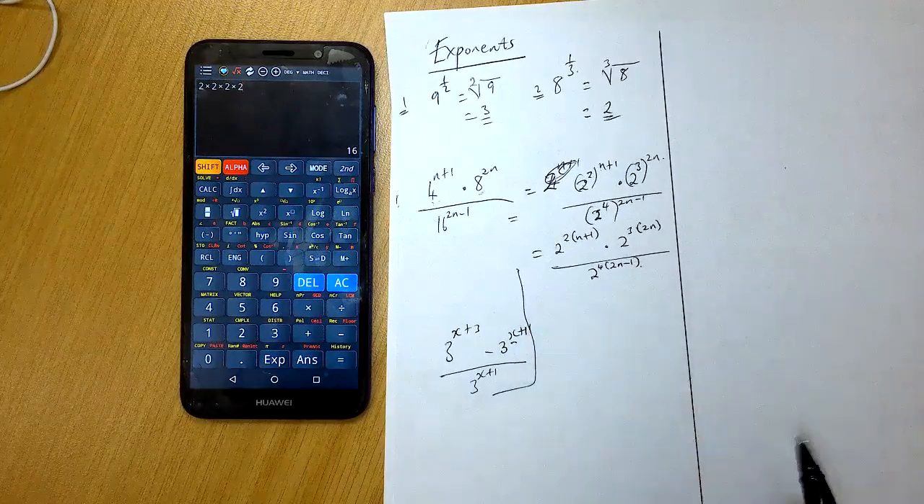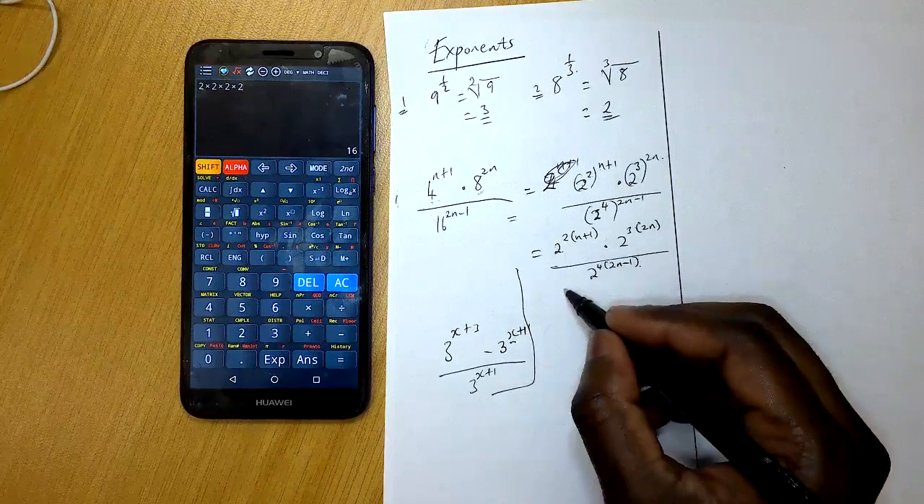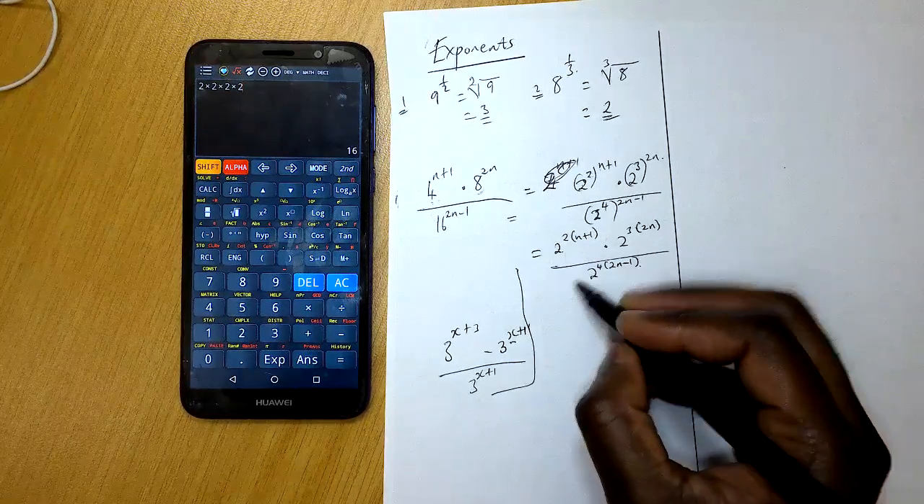I'll sort it out later. Yeah, then what we have here, we're going to simplify there and say 2.